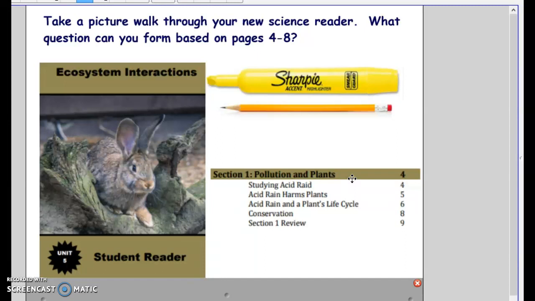to help us with, this unit's great. It goes a lot with what we just kind of finished in the last unit, so you'll see a lot of carryover. So notice these page titles: Studying Acid Rain Harms Plants, Acid Rain and Plants, a Plant's Life Cycle, and Conservation.